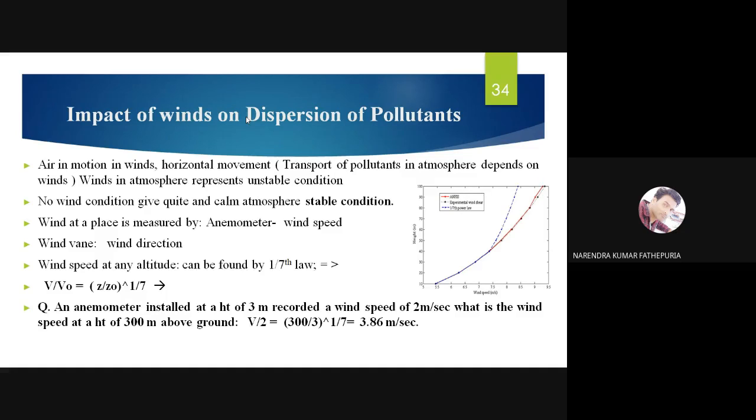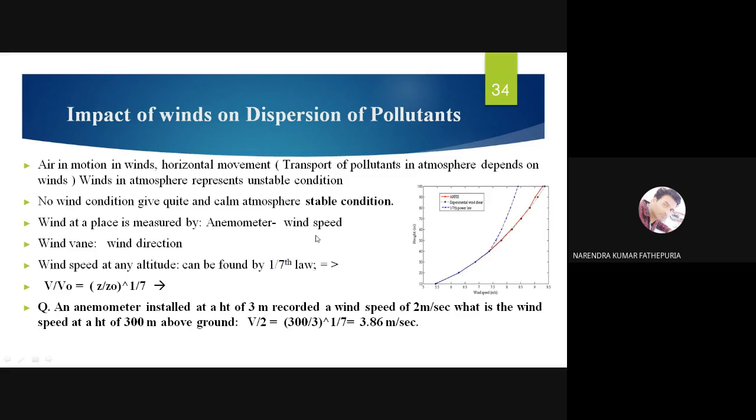Suppose a particular pollutant is released from a particular industry. I'll be talking about the various types of plume functions. Generally, the horizontal movement and transport of pollutants in the atmosphere depend on the winds. If there is no wind, then the pollutant will not disperse. So it helps in dispersing the pollutant as per the wind. And wind in the atmosphere represents unstable conditions. No wind conditions give a quiet and calm environment, which is a stable environment, which is very harmful for pollutant dispersal. Wind at a place is measured by an anemometer.